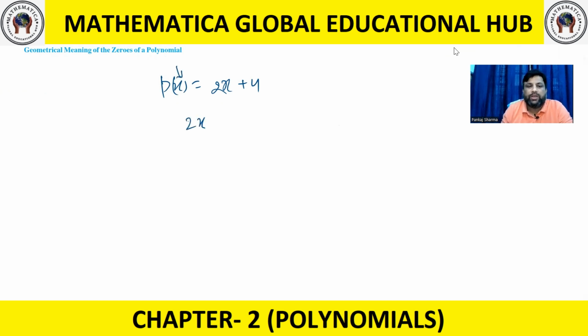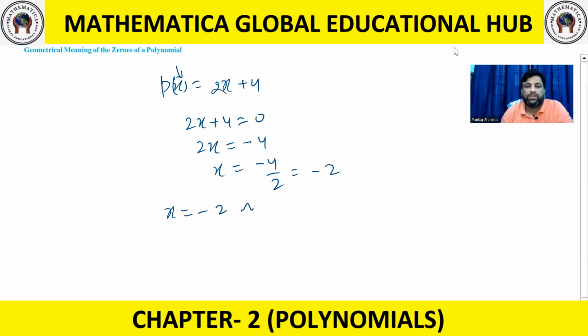So we can say that 2x plus 4 is equal to 0. So 2x equals minus 4, taking the 4 to the other side. So x is equal to minus 4 by 2, which is x equals minus 2. So we can say that x equals minus 2 is the zero of the given polynomial p(x). Similarly, we can see one more example.